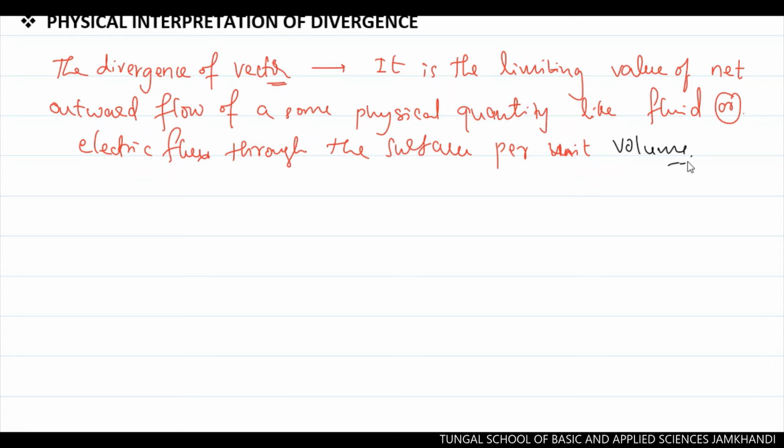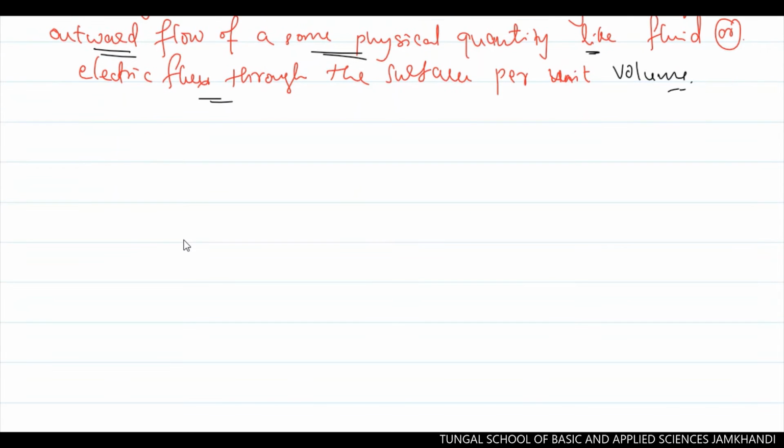So here you can see the definition of this divergence: it is the limiting value of the net outward flow of some physical quantity like fluid or electric flux through a particular surface per unit volume. Now I will define one area here.